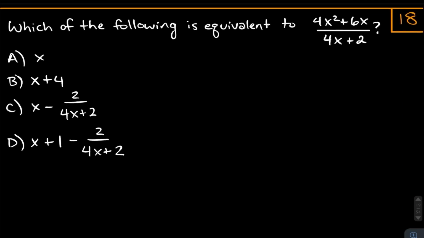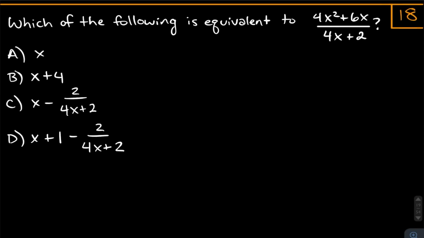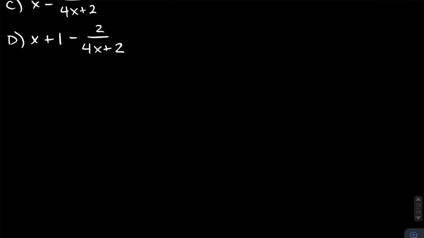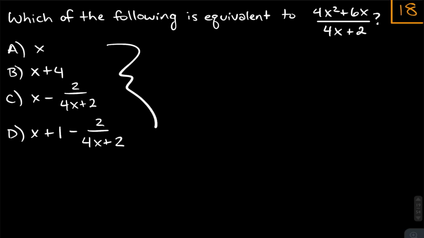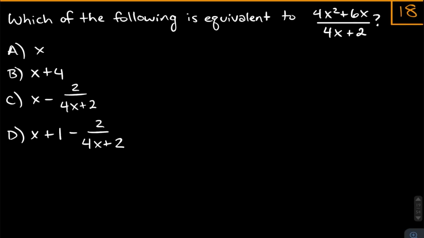Problem 18. I didn't type this one up. Which of the following is equivalent to 4x squared plus 6x all over 4x plus 2? And here we're given a range of options. Here's the thing. You see answers like C and D, and it looks like this thing would have had to be long divided just so you could get those 2 answers.